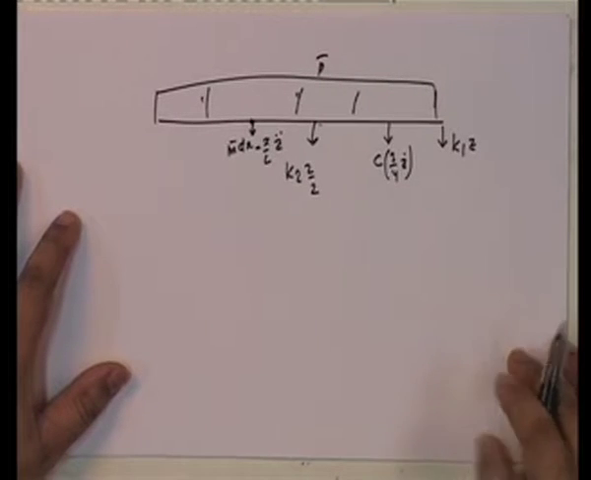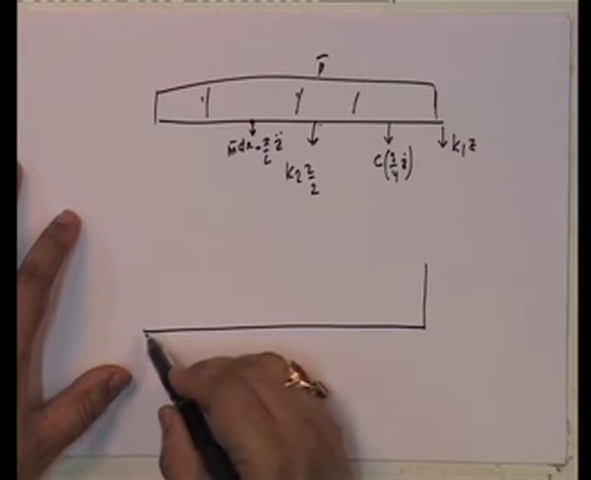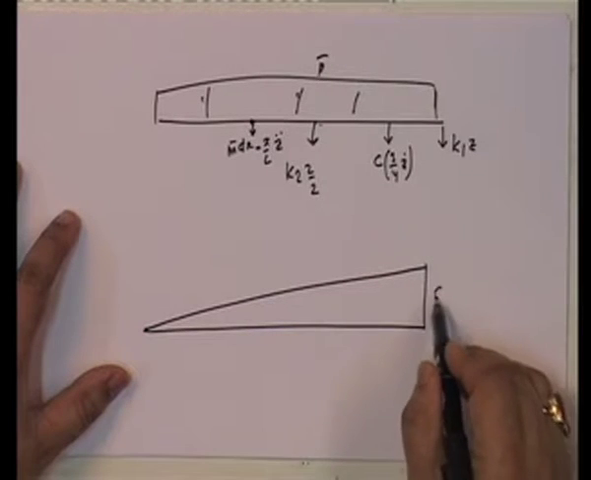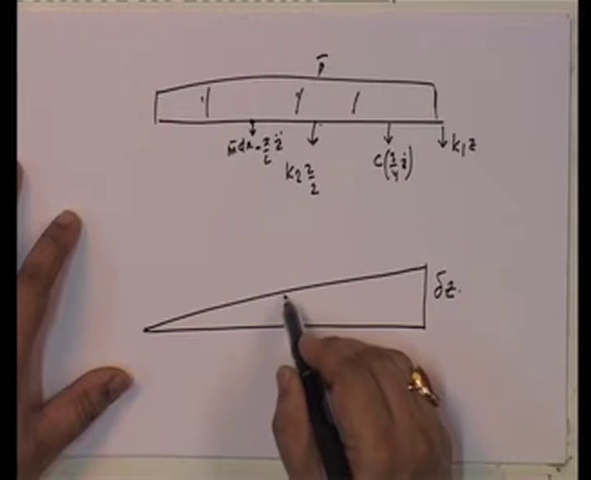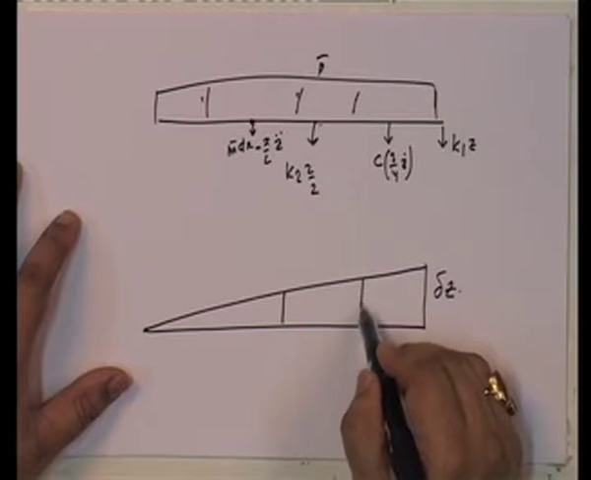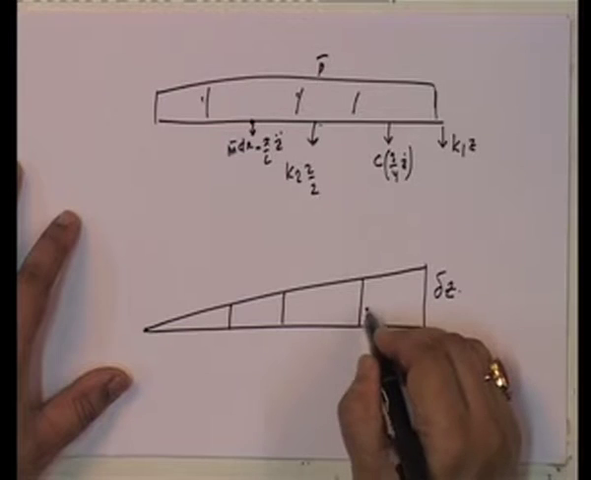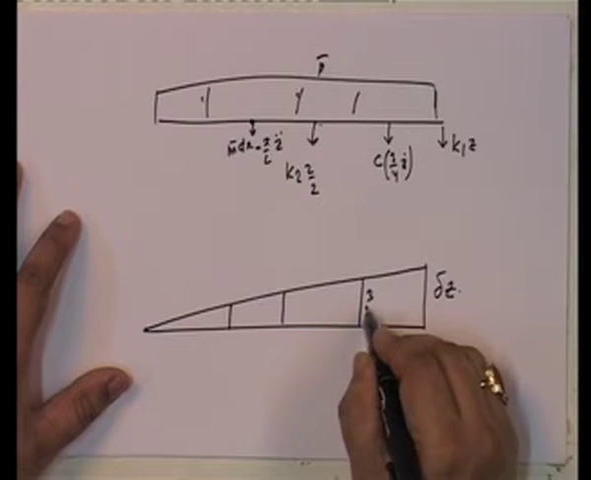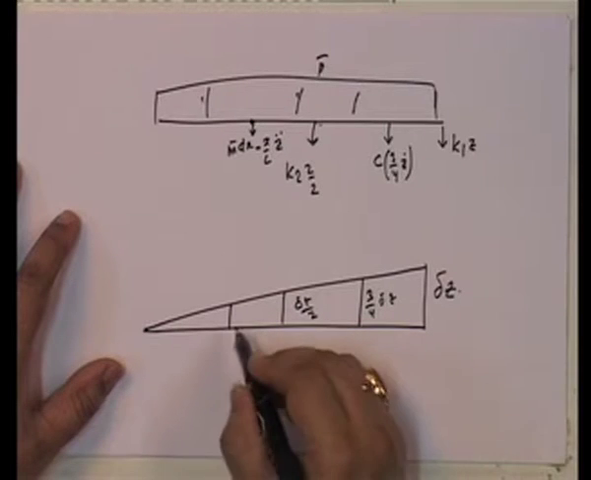Now, I am going to use the principle of virtual work. I am going to give a virtual displacement corresponding to the degree of freedom, okay, and find out the work done by all the forces. So, if this is delta z, this is going to be 3/4 delta z. This is going to be delta z by 2.